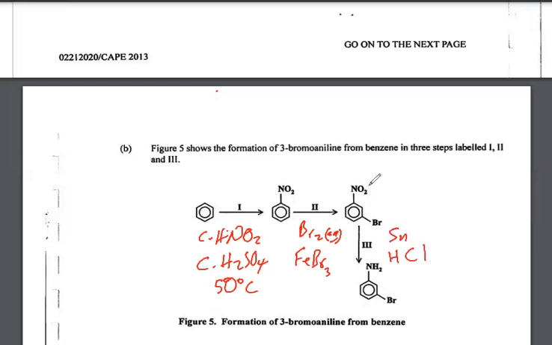Because we did not interfere with the Br, we reduced the NO2 group to NH2. Notice also, when it was NO2, the bromine went into the meta position, right? Because as we know, NO2 is a meta director, right?